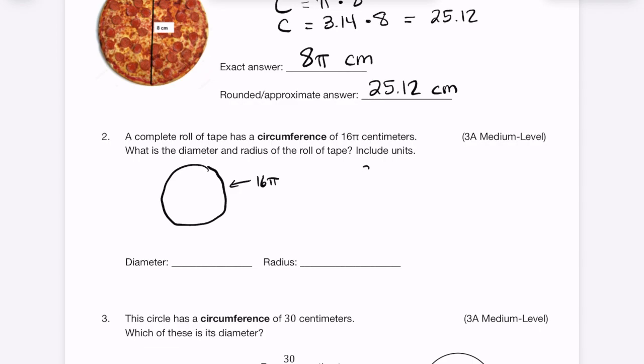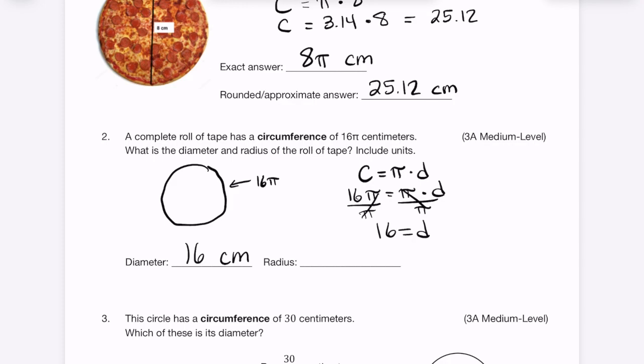So again, we know that the circumference is equal to pi times diameter. Here we know that the circumference is 16 pi. So to find the diameter, we just have to divide 16 pi by pi. You don't have to write it out this way, but it's the way we'll write it out when we solve equations. And we'll get that the diameter has to be 16 centimeters.